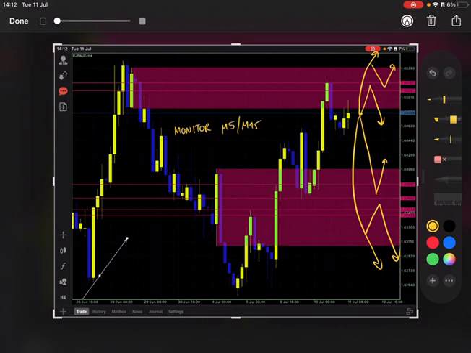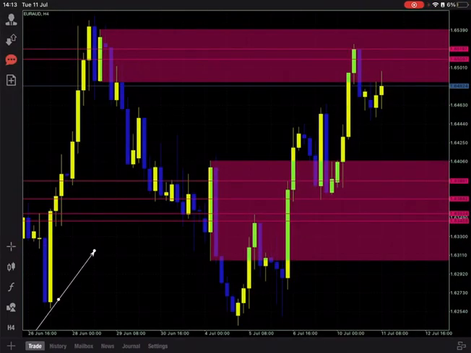M5 or M15 for your entries. Okay, so you don't have to complicate it by checking H1, M30, just pair it with M15 first. If you can't find anything in M15, then go on to M5, okay, to find your setups.